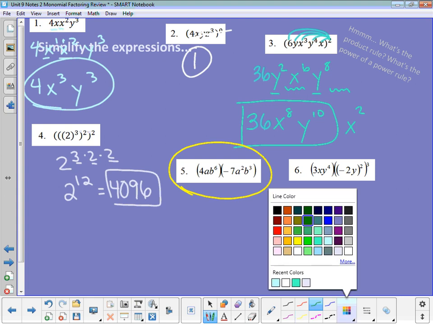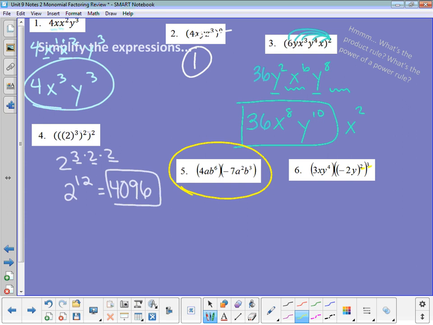So lots of things that I have to do to simplify here. The first one is I need to multiply the powers over here. I have this raised to the second and raised to the third. So I'm not going to do anything with the first one yet. 3xy to the fourth, that term's just going to stay the same for now. Then the second set of parentheses, I'm going to multiply those 2 powers. So that's negative 2y to the 6th power.